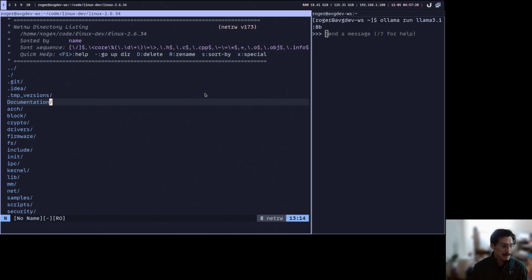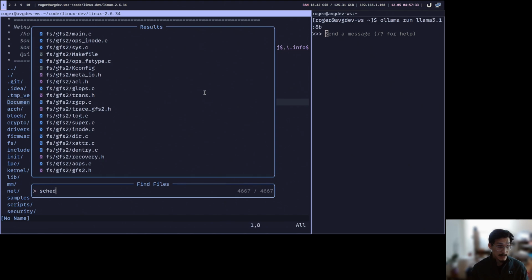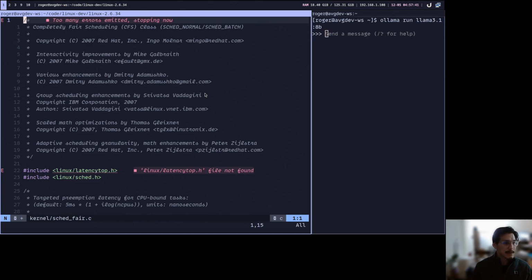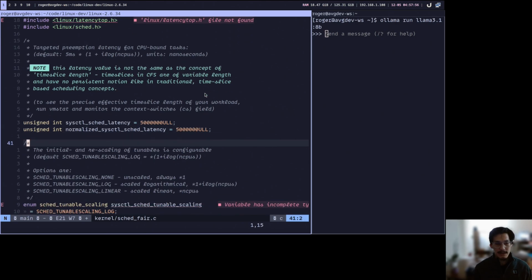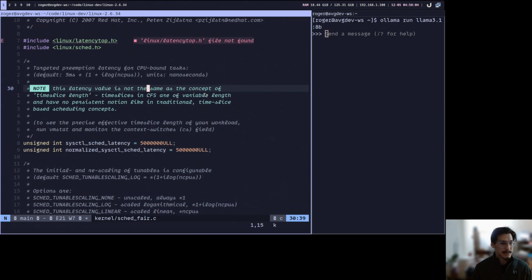Okay, so let's search for the file, sched_fair.c. It's a network drive, so let's hope. Okay, kernel/sched_fair.c. Copyrighted 2007 by Red Hat, Ingo Molnar. Good job, Ingo. Okay, so this is the implementation. Great. So actually, let's read some comments.